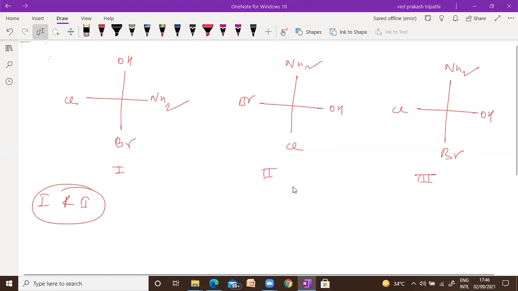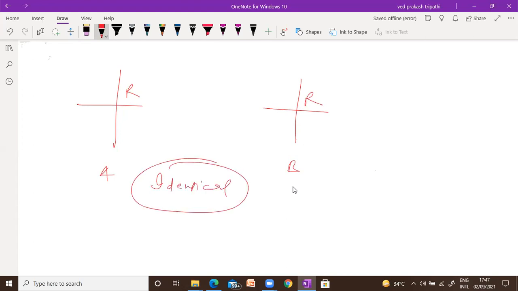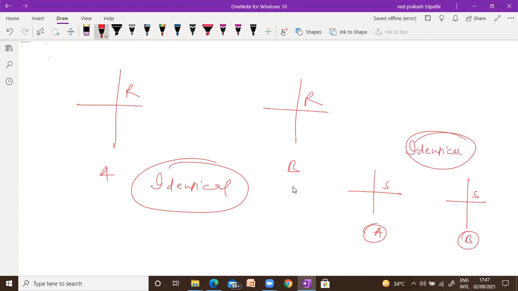And for R and S, I can tell you, if you have the same configuration, suppose A is R and B is also R, then we can say it will be identical. If A is S, B is also S, then we can say identical. They both have the same configuration. Any doubt about R and S method? Any doubt?